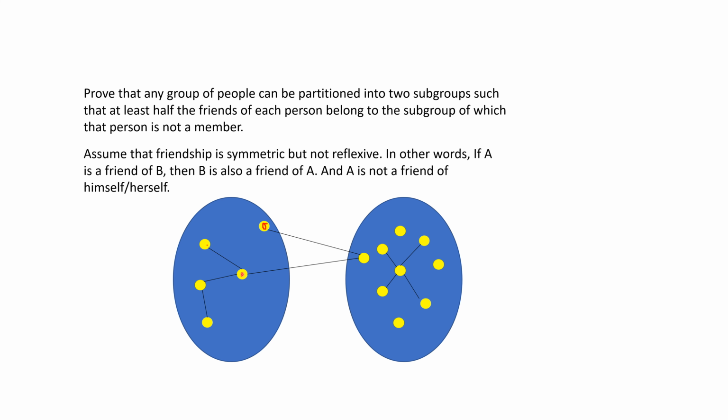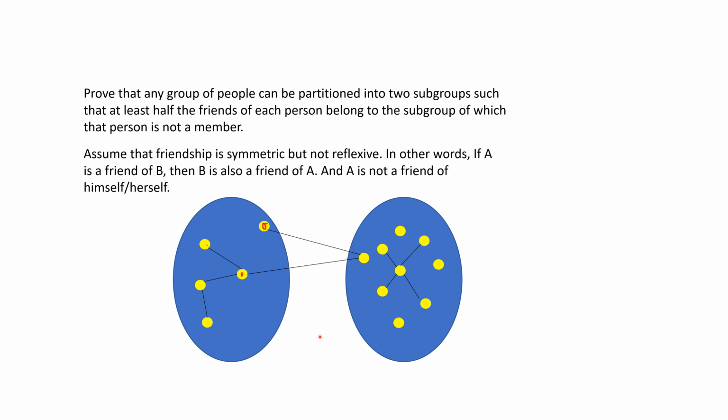Let's find all such persons who have more friends in their own subgroup than the number of friends in the opposite subgroup. So we will move all those people one by one to the opposite subgroup. So if we move this person to the opposite subgroup, what will happen? Then the number of friends he will have in his own subgroup is only one, and he will have two friends in the opposite subgroup.